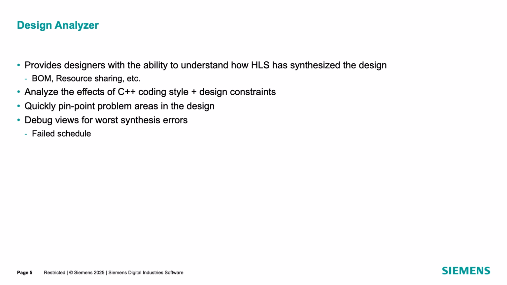The Catapult Design Analyzer provides designers with the ability to understand and see how high-level synthesis has synthesized the design. Design Analyzer allows you to analyze the effects of C++ coding style combined with design constraints and understand how the underlying hardware was created. It also gives designers the ability to quickly pinpoint problem areas in the design and provides recommendations for recoding. And lastly, it provides debug views for the worst possible synthesis errors such as failed schedule errors.